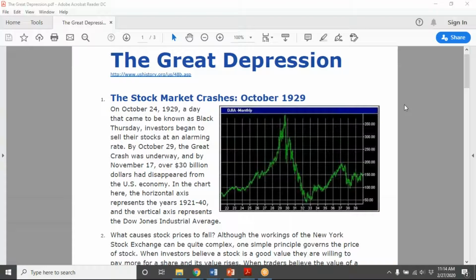We're going to read over all that information as well. So the Great Depression, it's interesting.